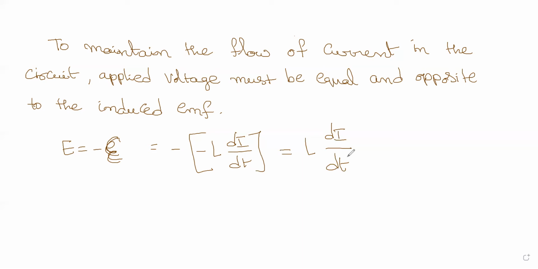So we have L di by dt. Or you can write di, let's write for the current di. So the current will be E by L times dt. But we know that E is equal to E naught sine omega t. So we'll substitute E naught sine omega t, dt, whole divided by L.